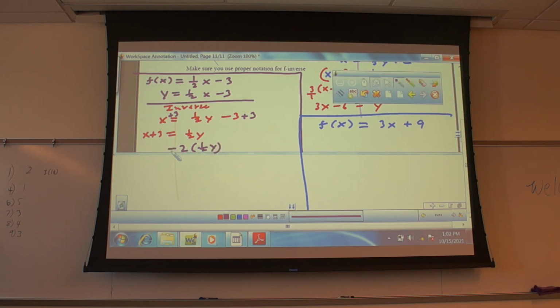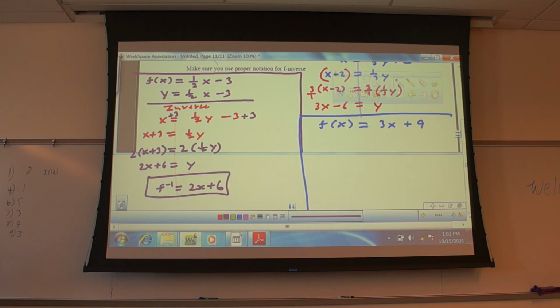Remember, you're multiplying everything. So you're going to put parentheses around the whole side, everything on that side. So then it becomes 2 times x, 2 times 3 equals y. There it is. So my f inverse is equal to 2x plus 6. Final answer.